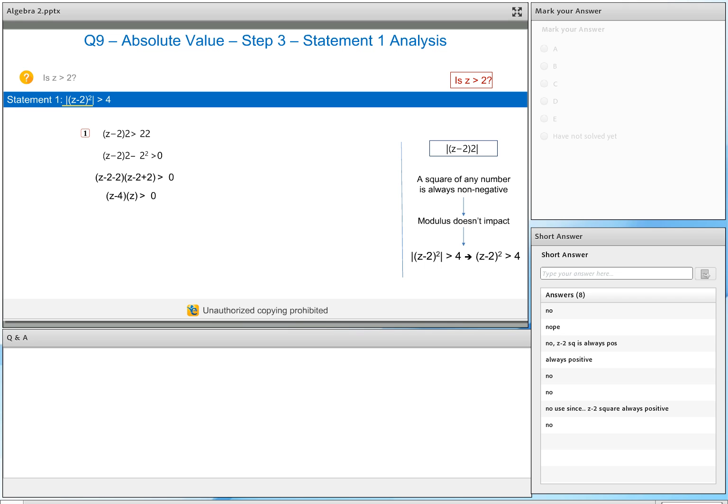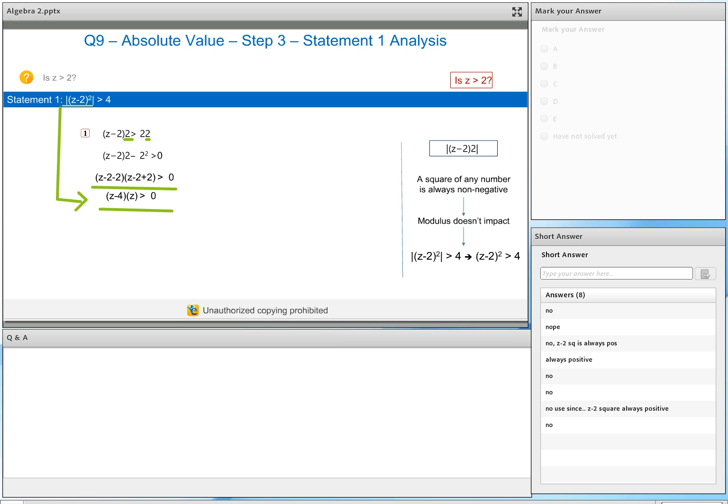So essentially what you can say over here is that (z minus 2) whole square is greater than 2 square. I apologize for the mess up. So all you can get from this absolute value inequality is simply a quadratic inequality, which you can solve when you get (z minus 4) into z is greater than 0.